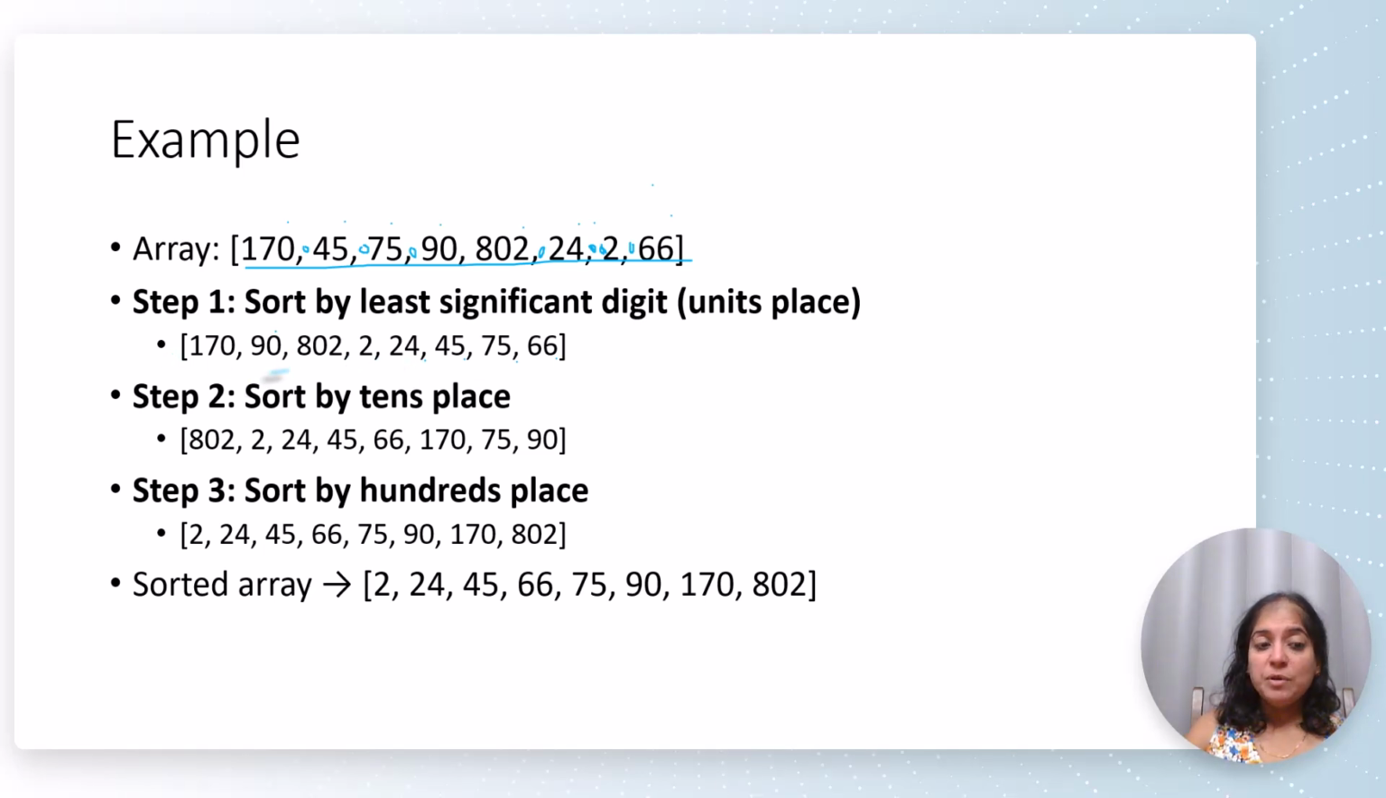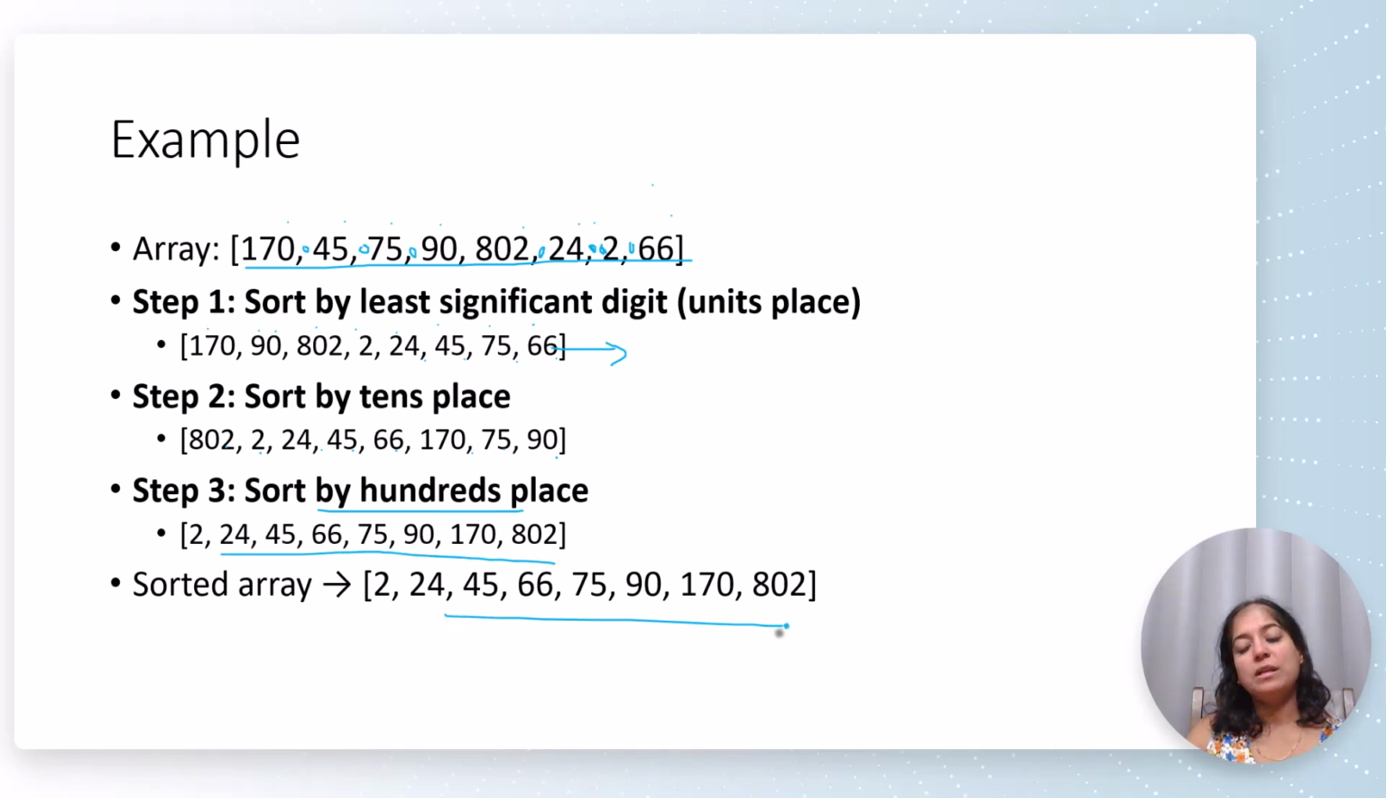In the next step, now compare the elements on their tens place. That is 6, 7, 4, 2, 0, 0, 9, 7 from this array, and put the elements accordingly. So it becomes 802, 2, 24, 45, 66, 170, 75, 90. Then in the third step, sort by the hundreds place. So you get these elements, and finally you get the sorted array.